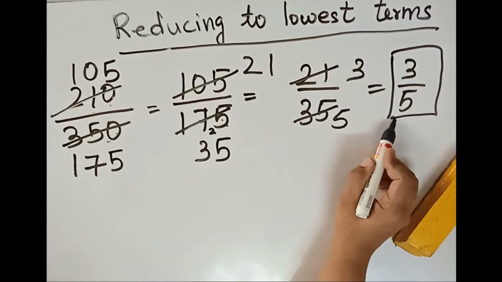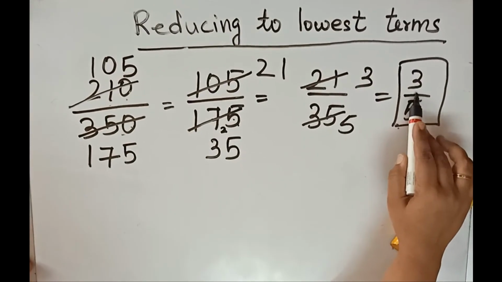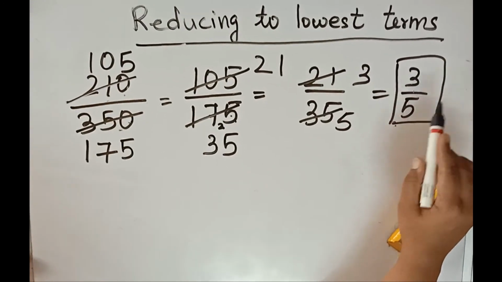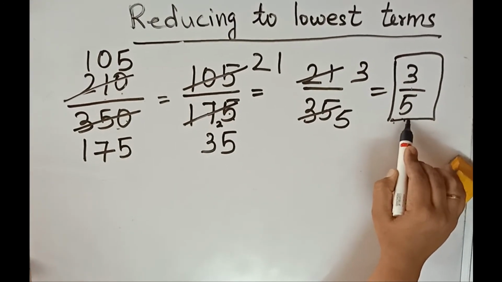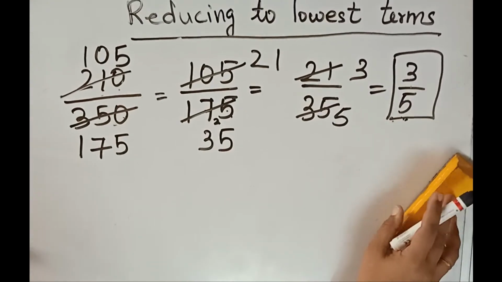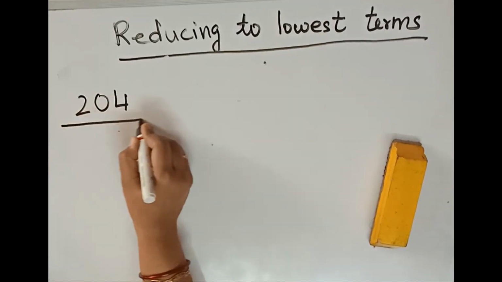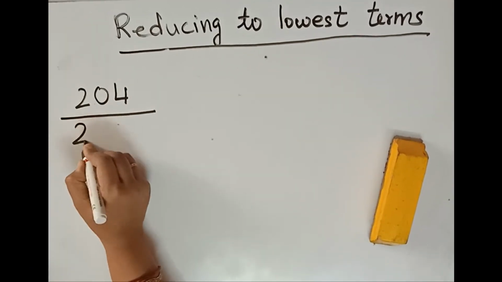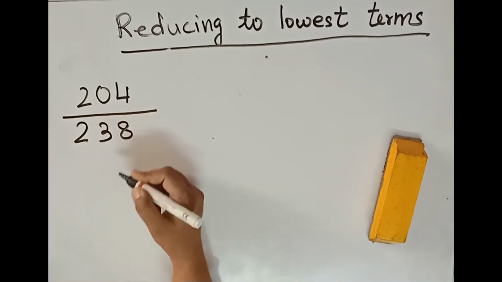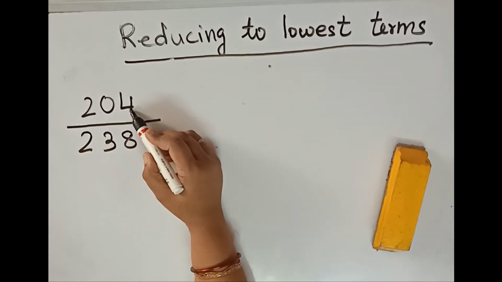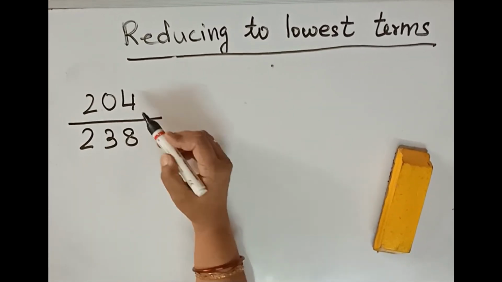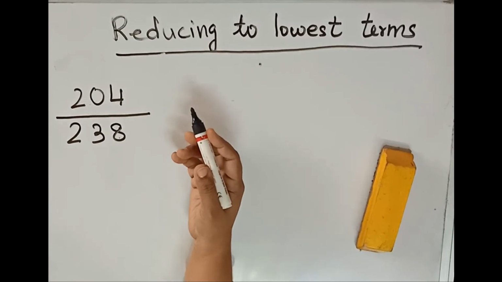So again we are getting this lowest term. Again we are not able to divide this number any further. So this is our answer. So last one more example we are going to take. 204 divided by 238. Now here, children, we have to be very careful. Here it is 4 and 8, so it may go by 2.